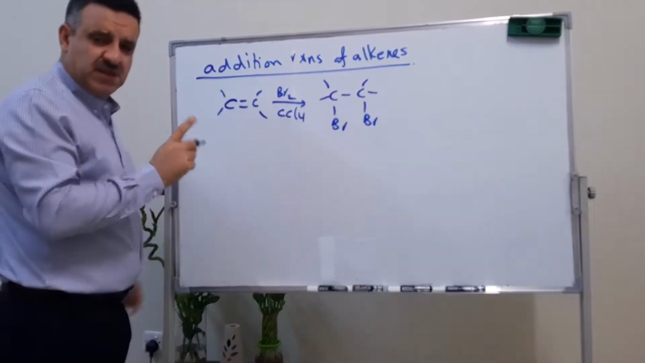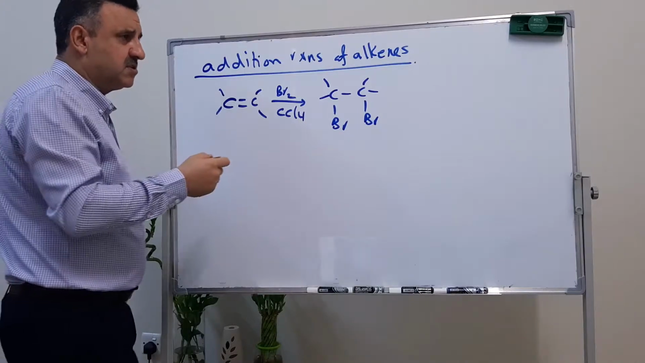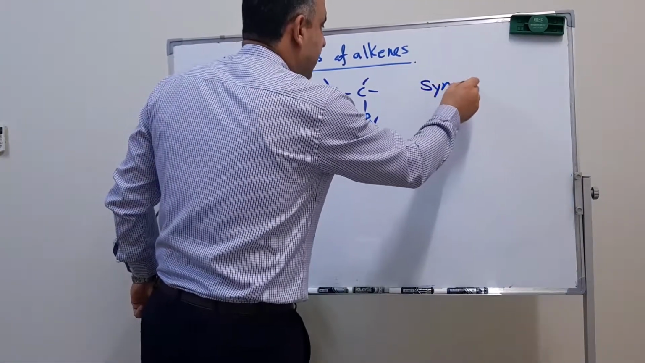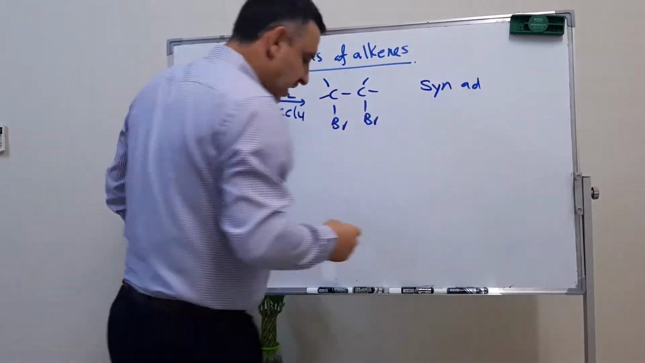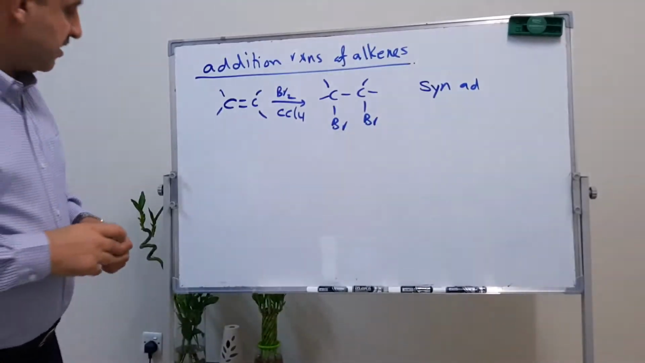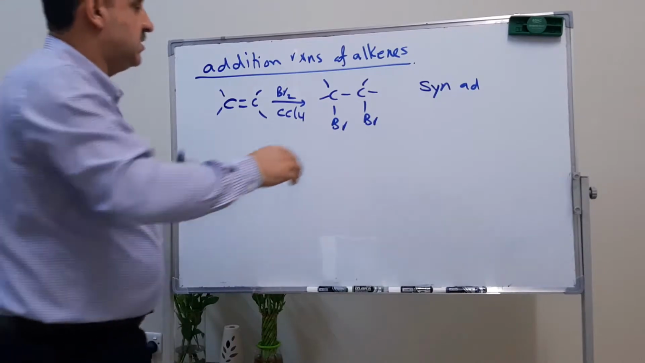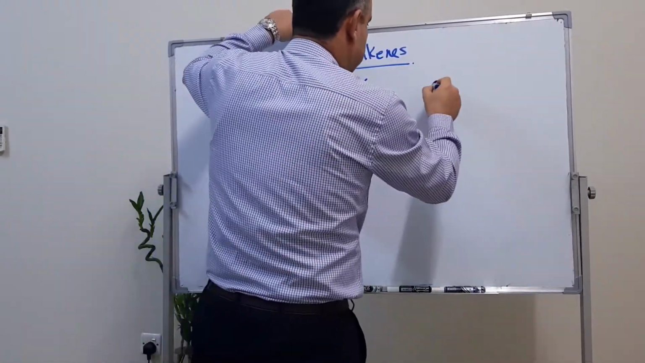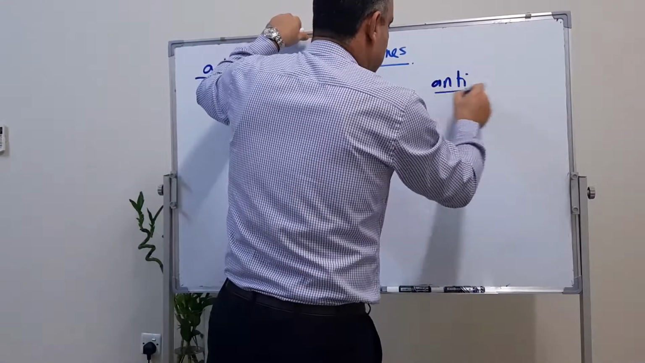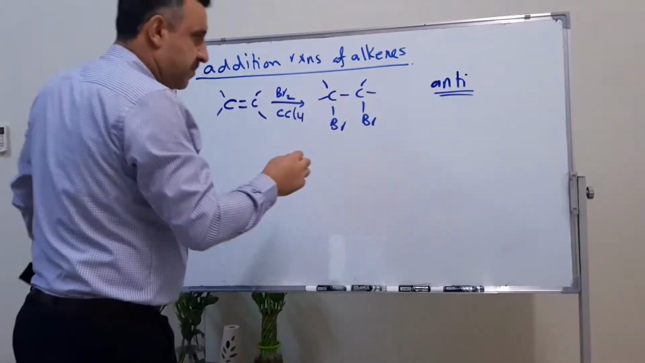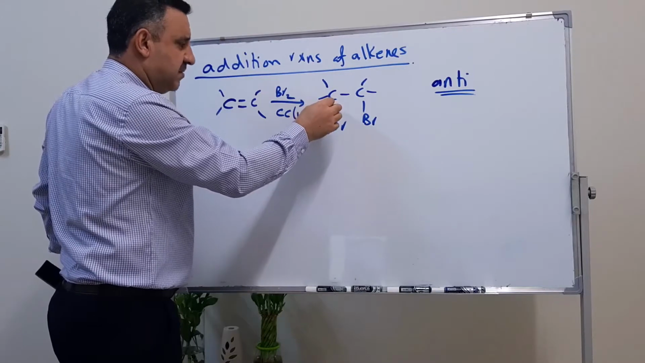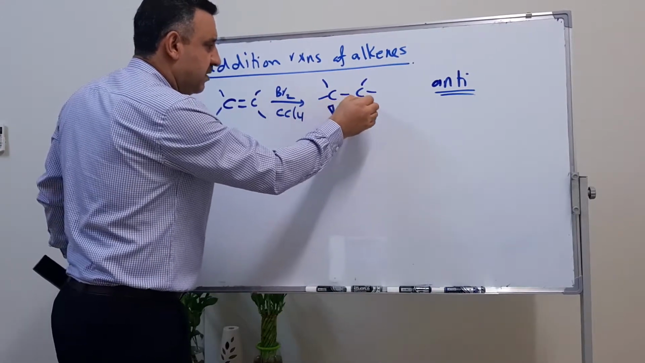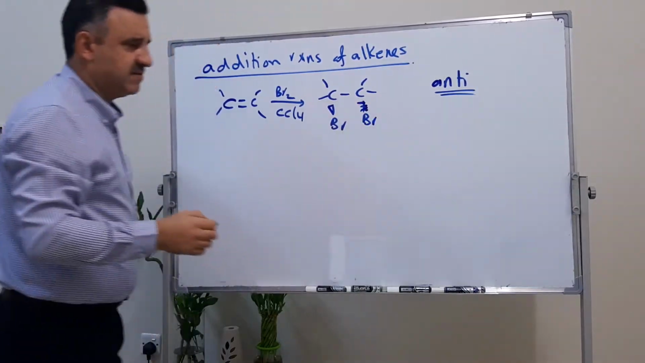The most important thing about the stereochemistry of this reaction, we said this reaction is in an anti-addition manner. Therefore, if there is a stereochemistry, if one bromine will be above the plane, the other must be below the plane. So that's what we have said before.